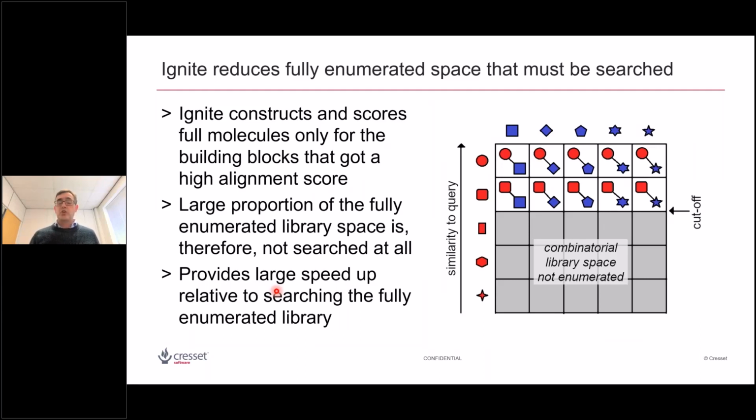Okay, so in essence, we're taking shortcuts here. We're not going to search the entire library space. We're just going to search a subset of the library space. But we think we've got a quite intelligent and efficient algorithm to really focus in on those parts of the library space which really are of interest and that are going to produce molecules that look, in terms of a shape and electrostatic version of look, like the molecule that we're searching with.